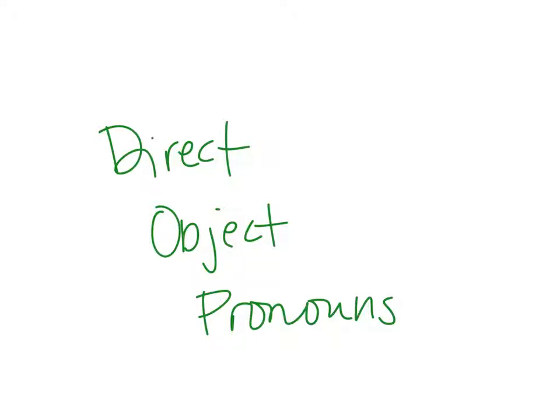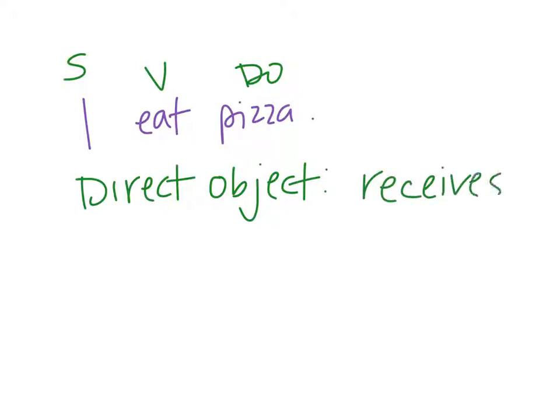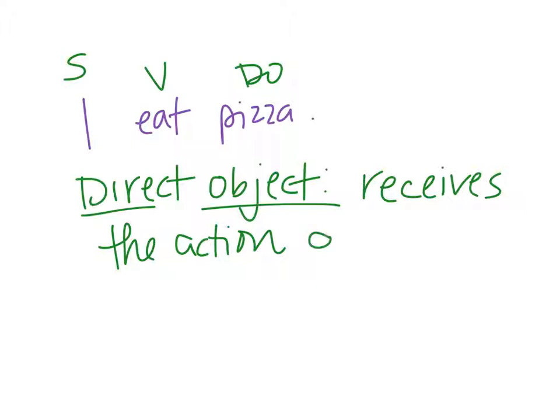Today we're going to learn about direct object pronouns, but first we probably need to review what direct objects are really quickly. So in English, if I have this sentence, I eat pizza. My subject is I, my verb is eat, and what's pizza? Pizza is my direct object. So a direct object is basically something that receives the action of the verb.